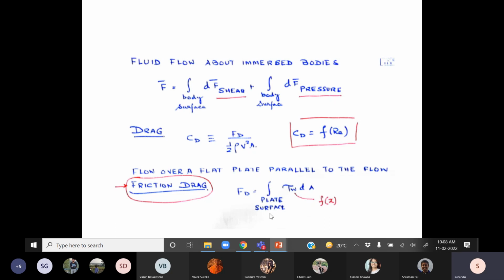And this Fd, by definition, is whatever the local force is, which is tau w times dA. We understand that this tau w is a function of x, as I have mentioned. Since we are integrating it over the plate surface, this Fd will cease to be a function of x, and that's the beauty of CD, where it's location independent, but it will depend on Reynolds number.